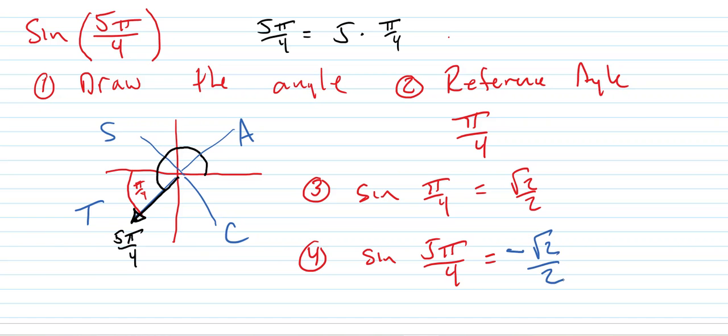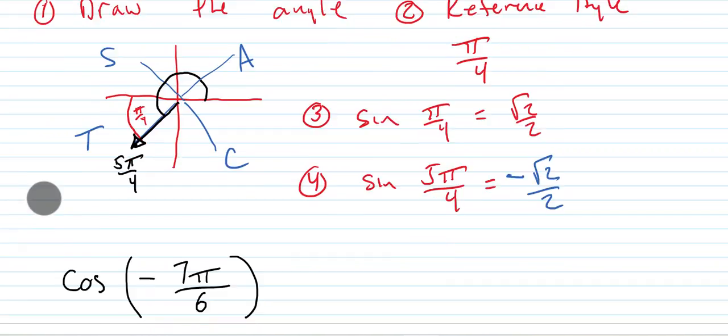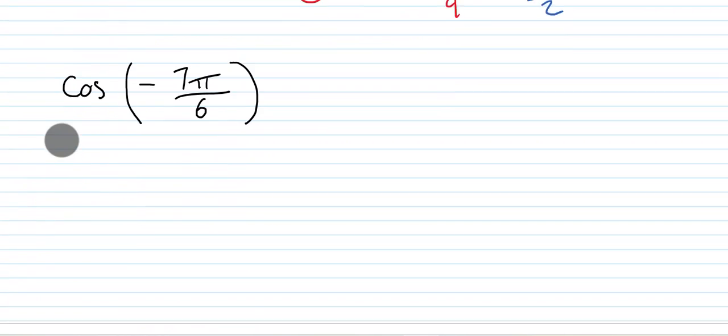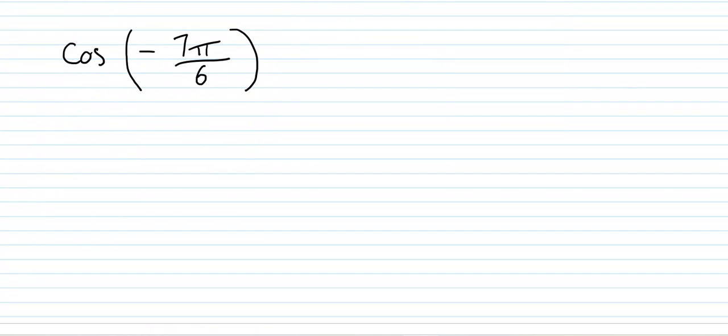And that is the basic 4-step process to go through when finding the trigonometric function of an angle. Let's just do one more example. Let's find the cosine of negative 7 pi over 6.